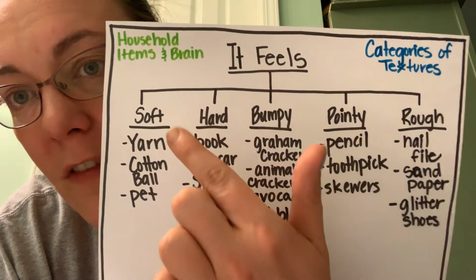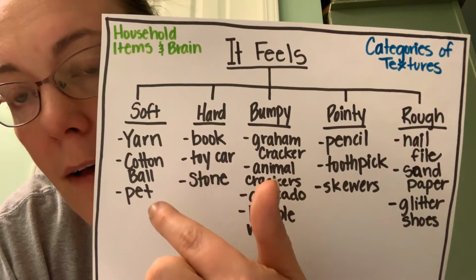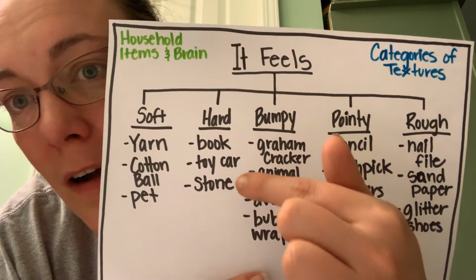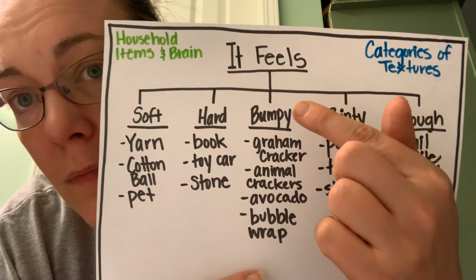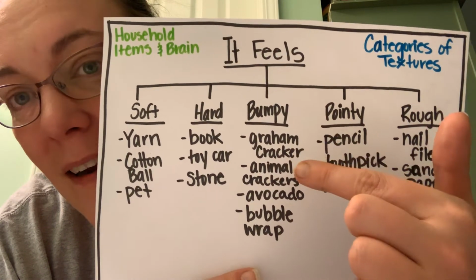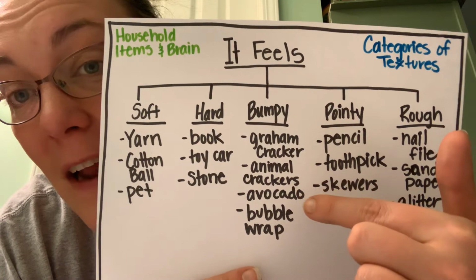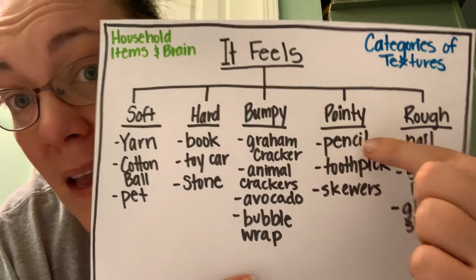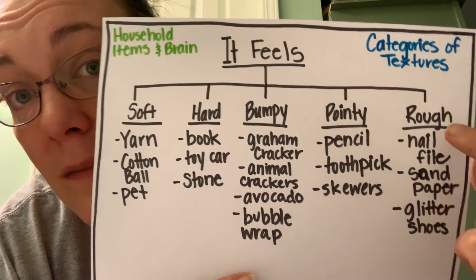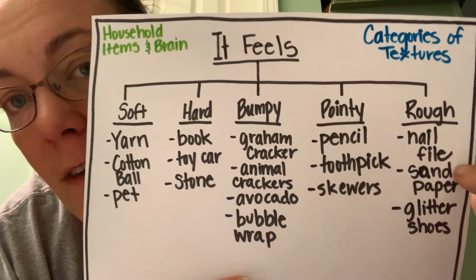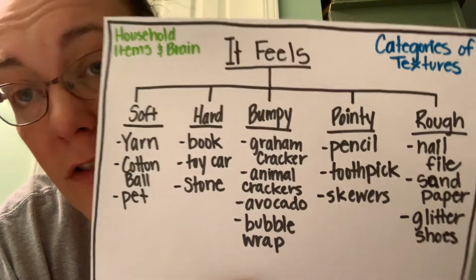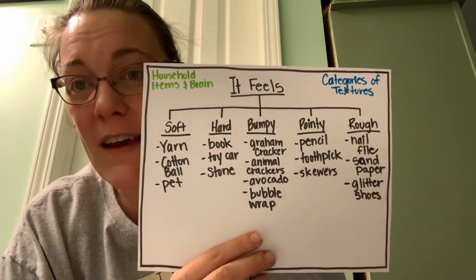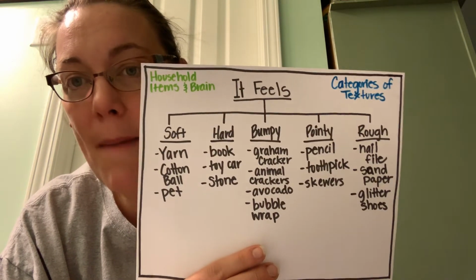So we're going to be categorizing the different textures. We'll have soft, like yarn, cotton balls or pets. Hard things like books, toy cars, or stone. Bumpy like graham crackers, animal crackers, avocados, bubble wrap. Maybe pointy, pencils, toothpicks, skewers. Rough like a nail file, sandpaper, or glitter shoes. So friends, let me show you a few things I found around the house that I put on my map.